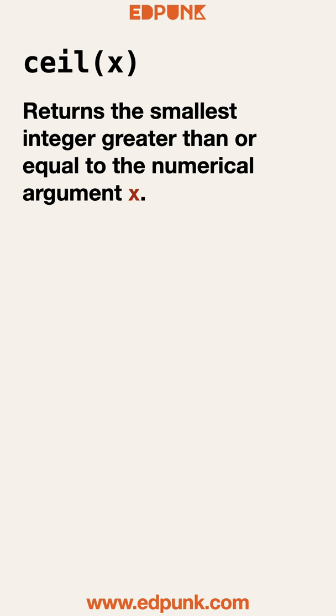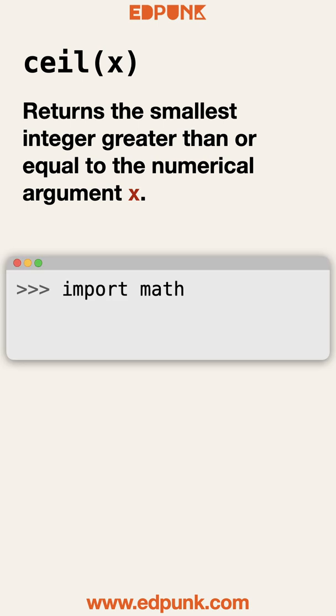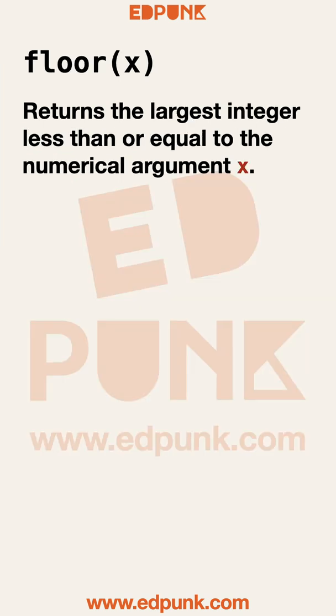The ceil function returns the smallest integer greater than or equal to the numeric argument. For example, let us import the math module. Now, execute math.ceil 2.13. The smallest integer that is greater than or equal to 2.13 is 3, which is returned by the function. Moving on to the next function.